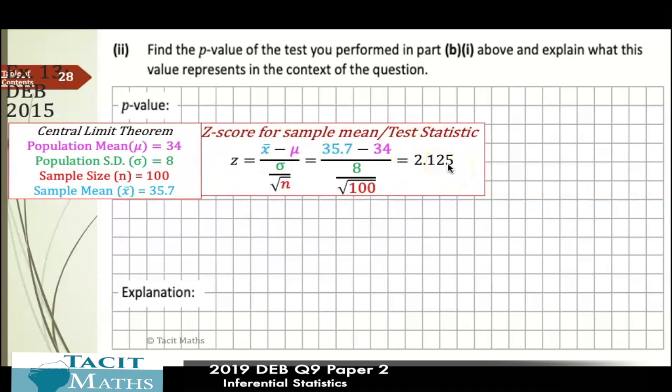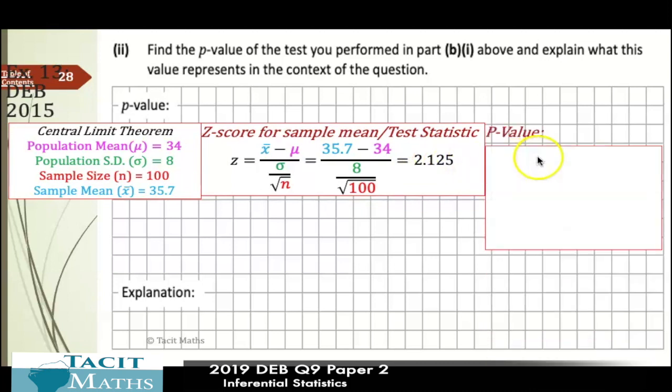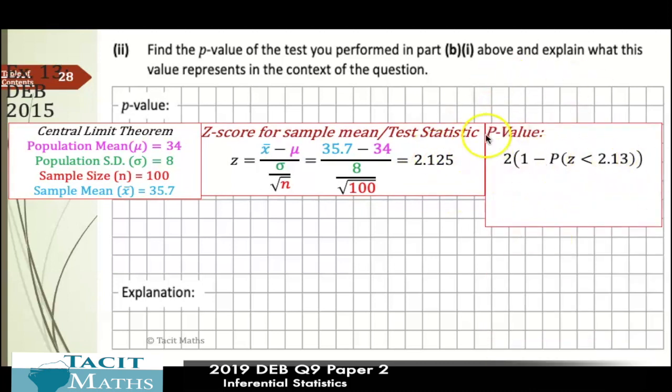Probably the only thing really that you need to be aware of for p-values is the final step. So the first thing you do is you find the percentile from that page in your log tables that corresponds to 2.125. That's the first step. So get the percentile less than 2.125, and then you fill it into this formula. Now, this formula is not in your log tables, it's just something you need to learn, right?